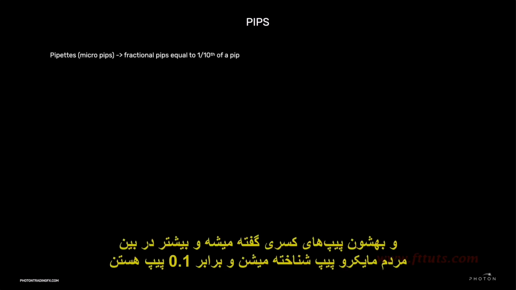Now, most Forex brokers quote currency pairs beyond the standard 4 and 2 decimal places that we just looked at, and they now actually go to 5 decimal places on most pairs and 3 on the Japanese yen pairs to give us that extra added precision in quoting those exchange rates. And these are referred to as fractional pips, which are more commonly known as pipettes or micropips, and they are equal to a tenth of a pip.